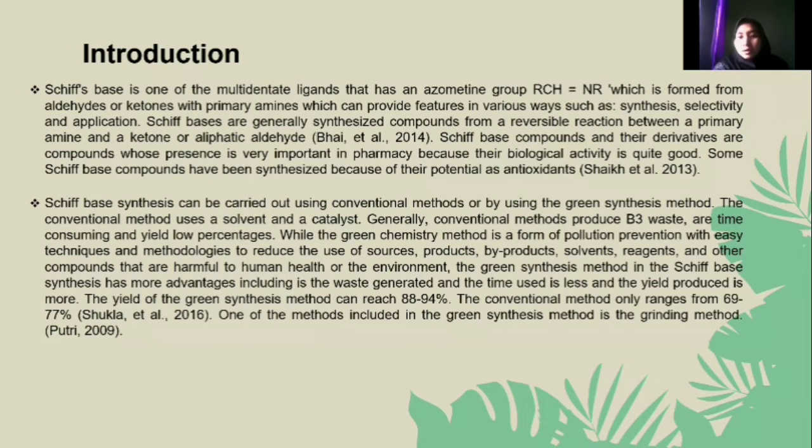Generally, conventional methods produce carcinogenic and toxic material waste, are time-consuming and give a low yield percentage, while the green chemistry method is a form of pollution prevention with easy techniques and methodologies to reduce the use of source products, byproducts, solvents, reagents, and other compounds that are harmful to human health or the environment. The green synthesis method in Schiff base synthesis has more advantages, including less waste generated, less time used, and more product yield. One of the methods included in green synthesis is the grinding method. Next.